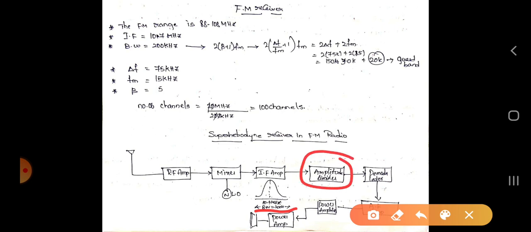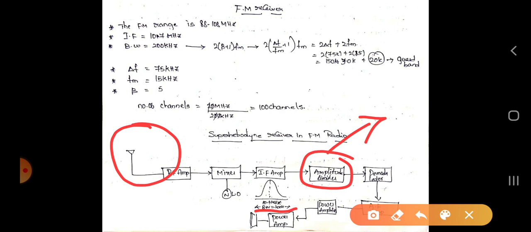the amplitude limiter. In FM radio there is no information in the amplitude variation. Only in AM radio the signal is present in the variation of the amplitude of the carrier signal, but in FM the amplitude remains constant. Due to some delays and signal distortion, there may be some variations in the amplitude. So the amplitude limiter is used to maintain constant amplitude levels of the modulated signal.